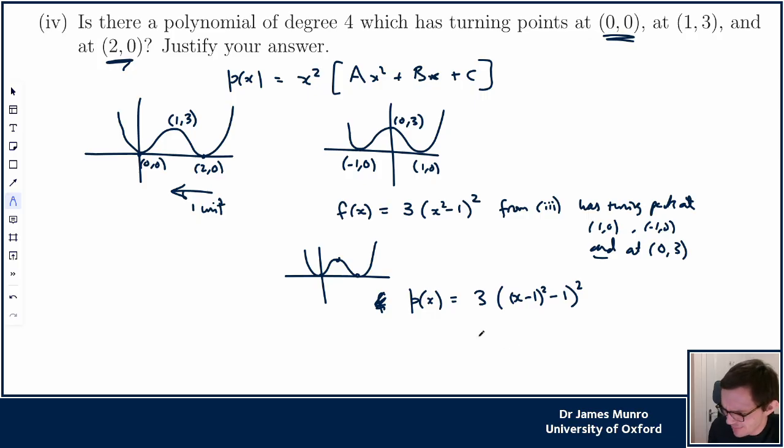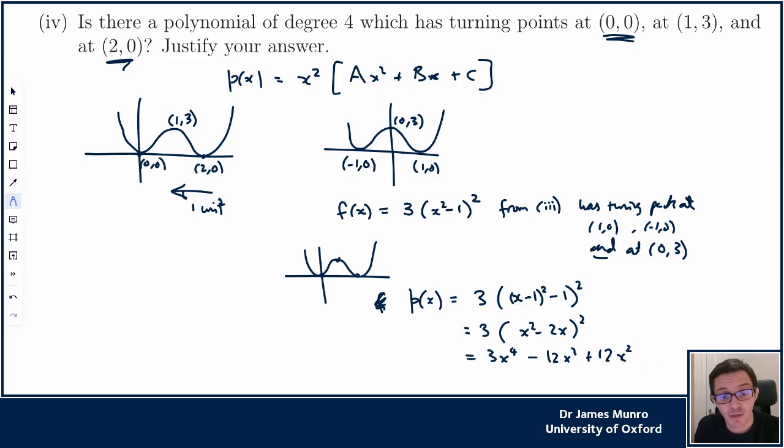Can I simplify that a little bit? I think I can. x squared minus 2x all squared, which is then going to be 3x to the 4 minus, there's going to be a 4 in here, 12x cubed, I could multiply that out, 4 plus 12x squared, which is not so bad. That's my final polynomial for part 4. Answer, yes. Final answer.